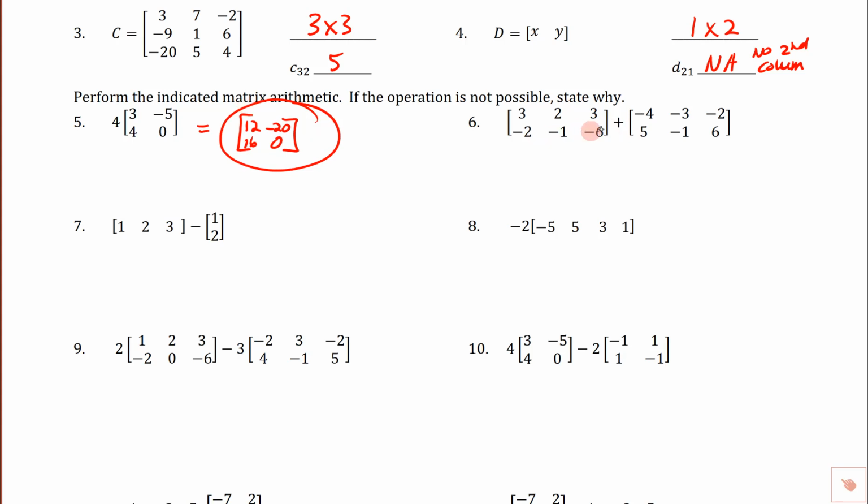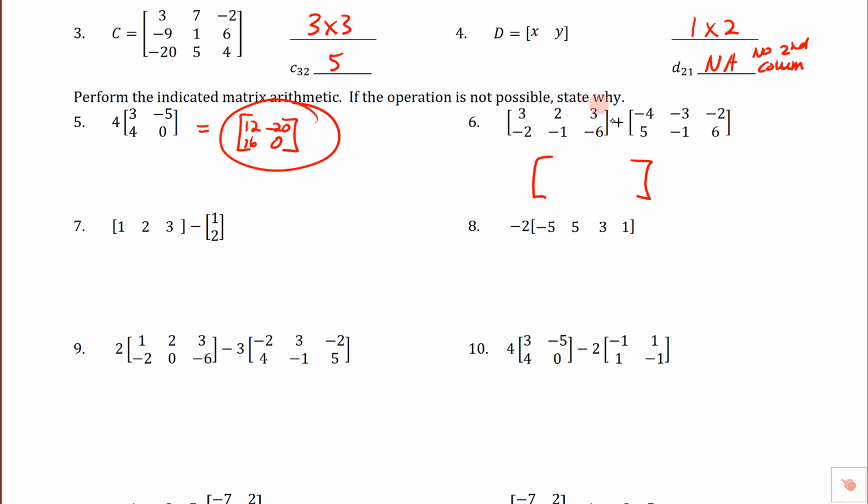Next one here, we've got a combining problem. We're going to be combining this matrix with this matrix. This is a 2 by 3, 2 rows and 3 columns. We're combining it with a 2 row and 3 column matrix. So we do get a 2 by 3. So 2 rows and 3 columns, and then we're just going to add here. If this ends up being a subtract like we do down below, we're going to need to be careful.